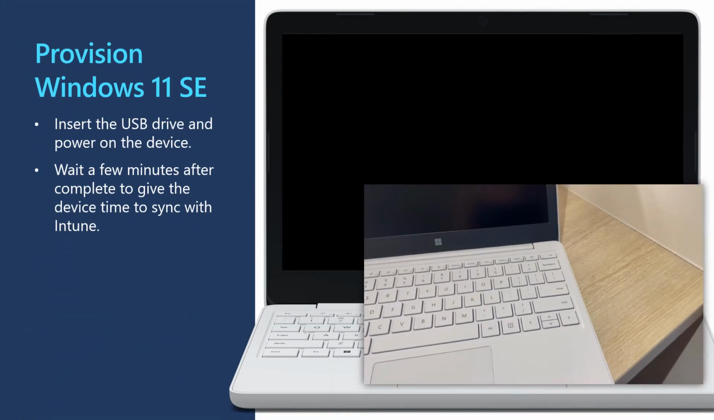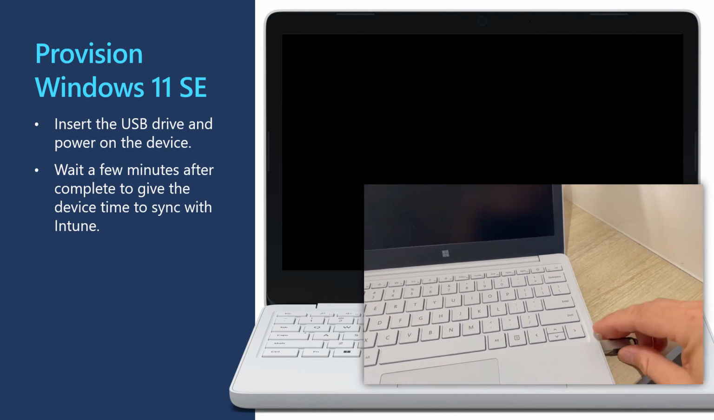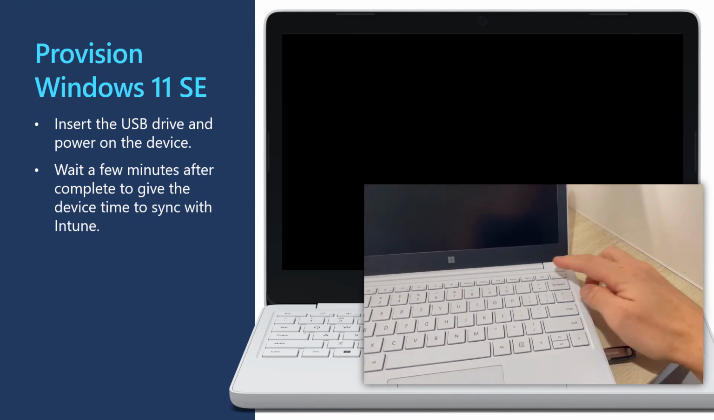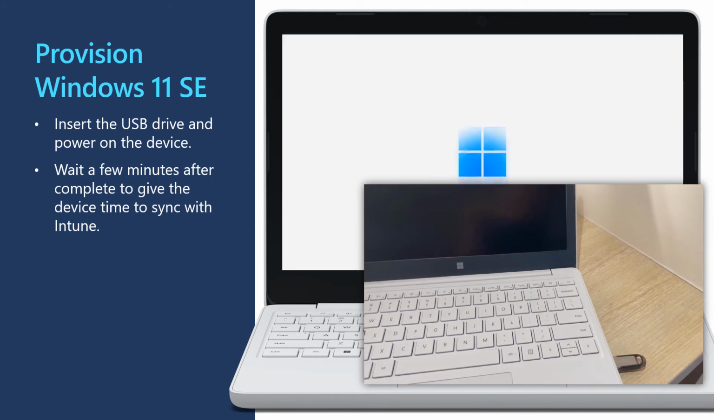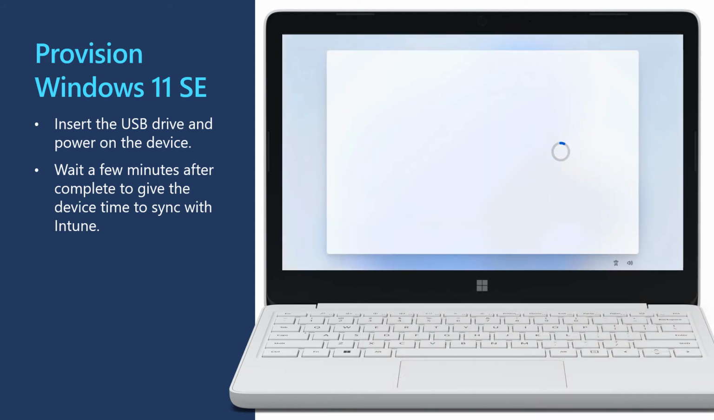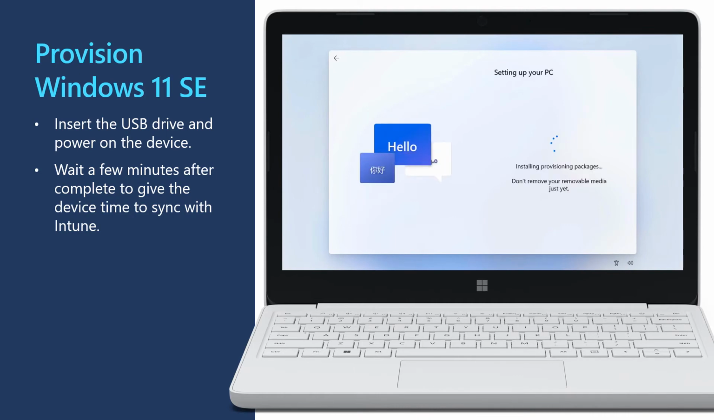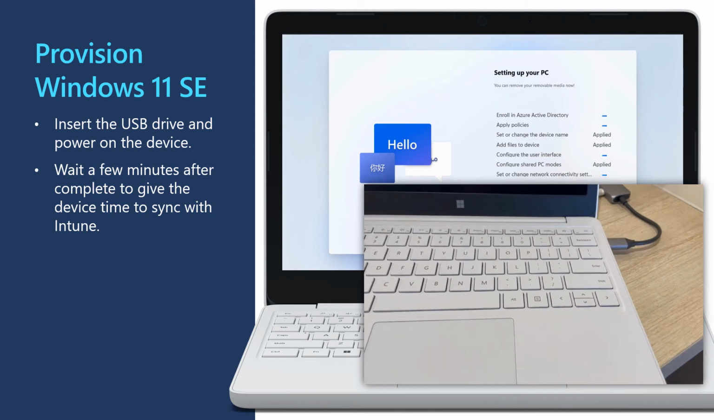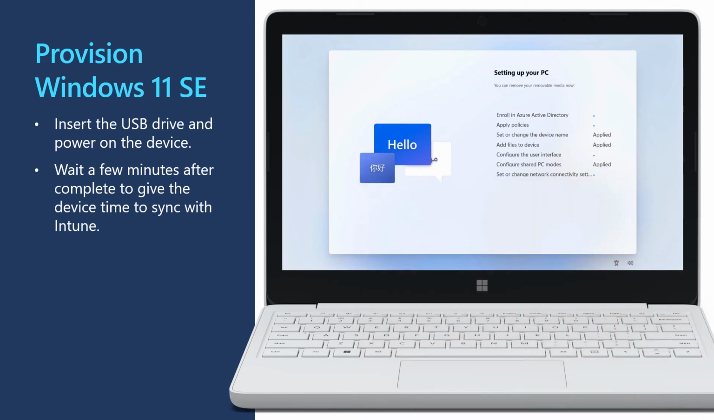Unbox the device, insert your USB drive, and then power on the device. If the device was already powered on, insert the USB stick and select Install Provisioning Package. Windows will recognize the provisioning package and then start applying configuration, and as soon as Windows recognizes the file, you can remove the USB drive.